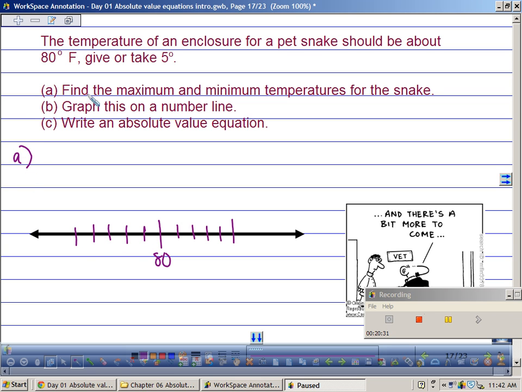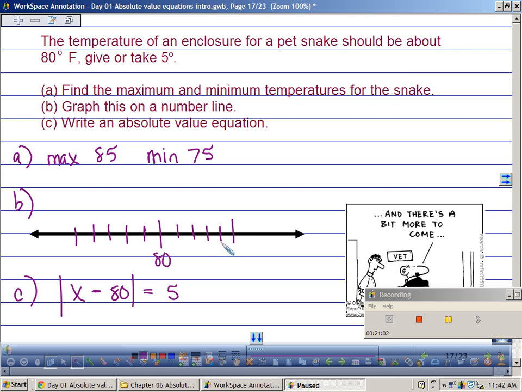The first one says, find the maximum and the minimum temperatures. What is the maximum temperature if the middle is 80? And what's the minimum temperature? 75. This is my graph. Now let's do an absolute value equation. The distance between x and my middle is how much? 5.